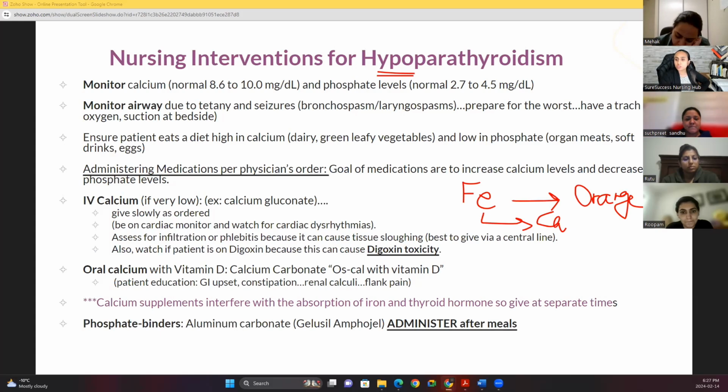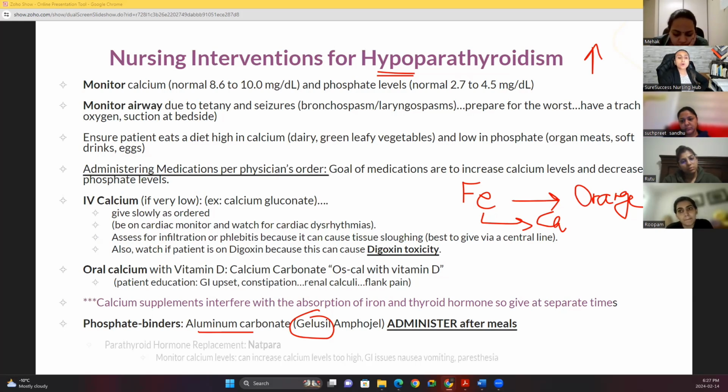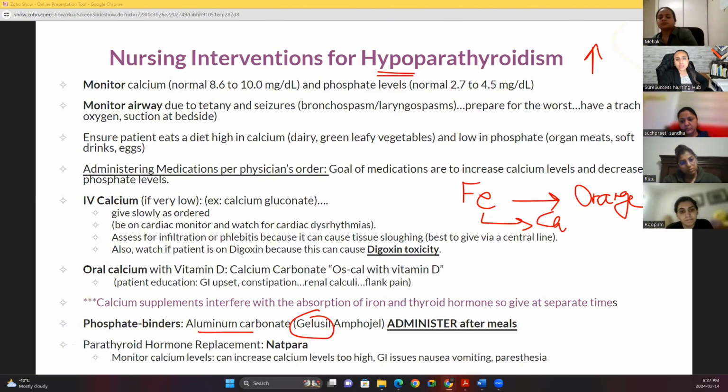And what is happening with hypoparathyroidism? What will happen to the phosphate? It is increased. So I will give a medication which will decrease the phosphate. Surprisingly, it is a normal medication we actually use in day-to-day life: aluminum carbonate, the Gelusil antacid, the pink solution. That one will help if your phosphate is too high. Always make sure you are administering it with meals. And of course, in hypoparathyroidism, if there is no parathyroid, maybe you can give artificial parathyroid hormone. Yes, it is available.